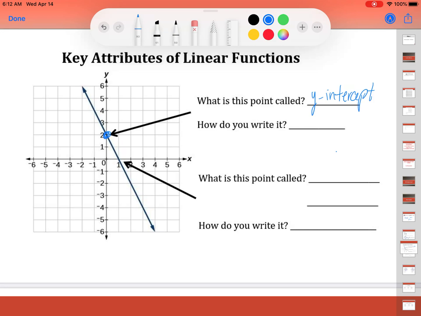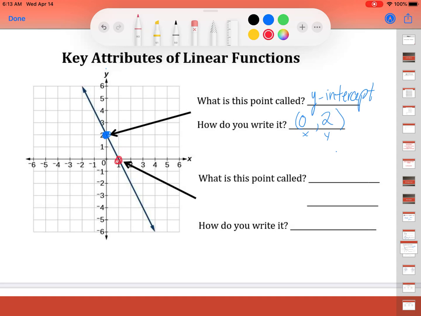How do you write a y-intercept? Well, you write the y-intercept. This one is 2. It sits in the y-axis. This is the y-axis. So that means I need to write a 2 in the y spot of the ordered pair. This is x, and this is y. So I put it in the y spot of the ordered pair, and then a 0 in the other one. Okay, that's my y-intercept.